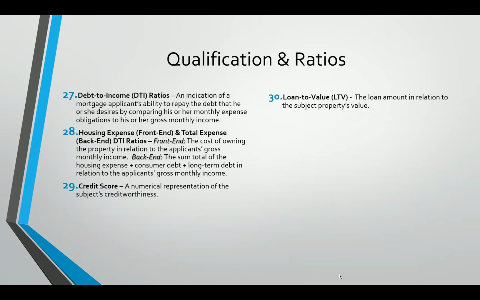Loan to value or LTV is the loan amount in relation to the subject property's value. It compares the borrower's equity in the property to the lender's equity in the property. And with every amortizing payment that's made, the LTV gets lower and the borrower's equity share gets larger. Combined loan to value or CLTV represents all outstanding property-related debt in relation to the subject property's value.